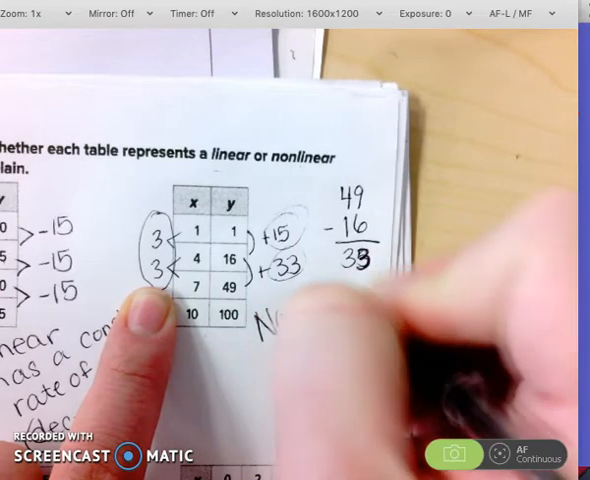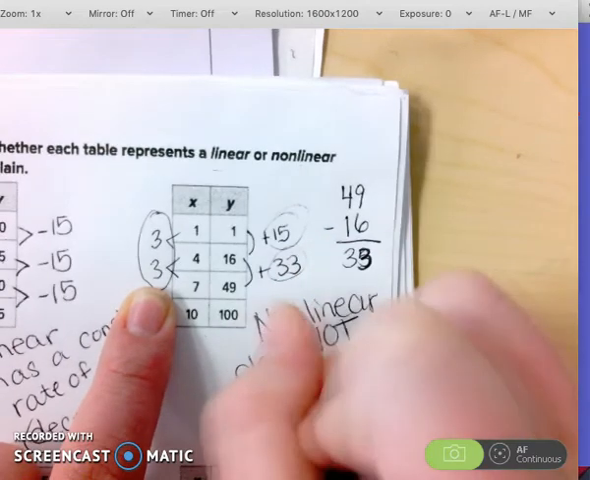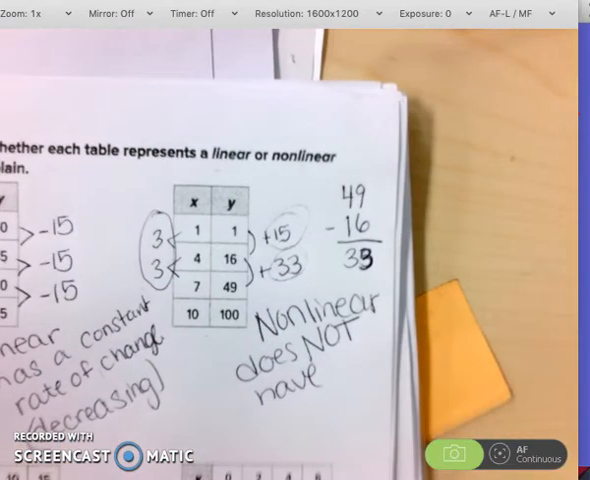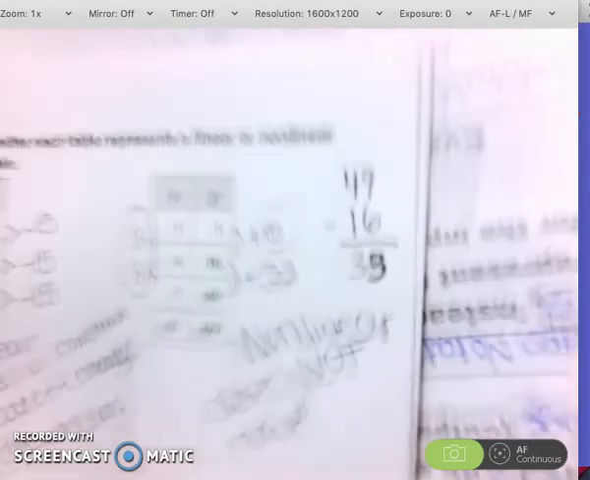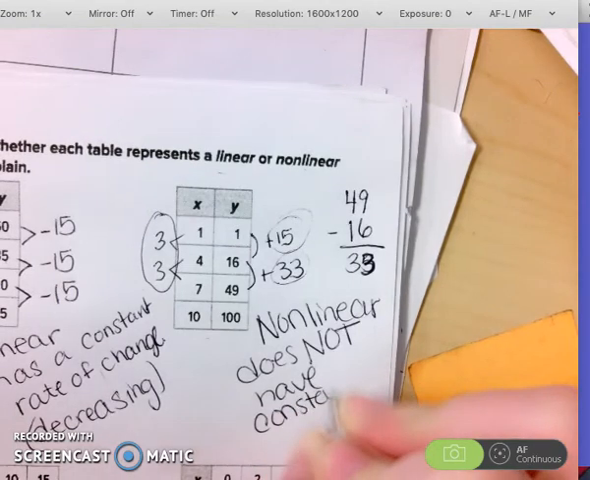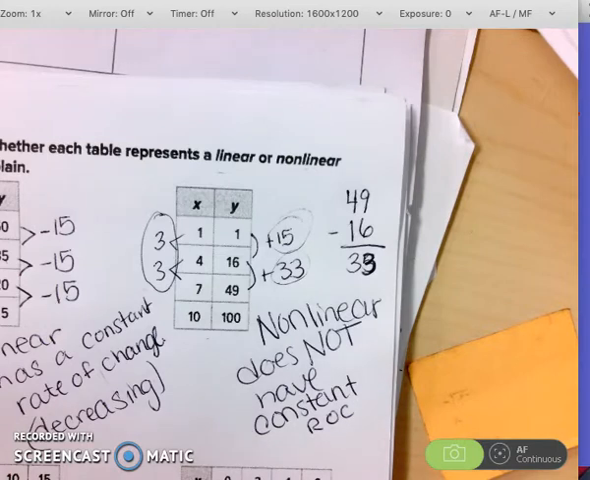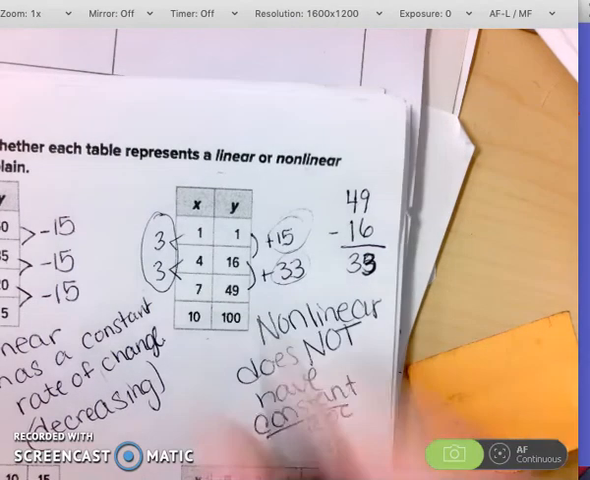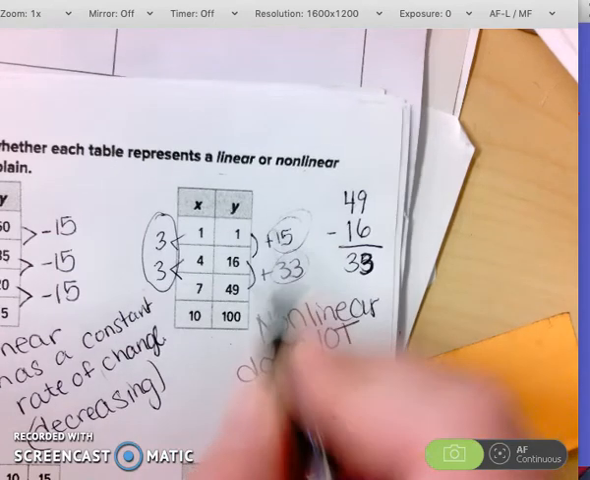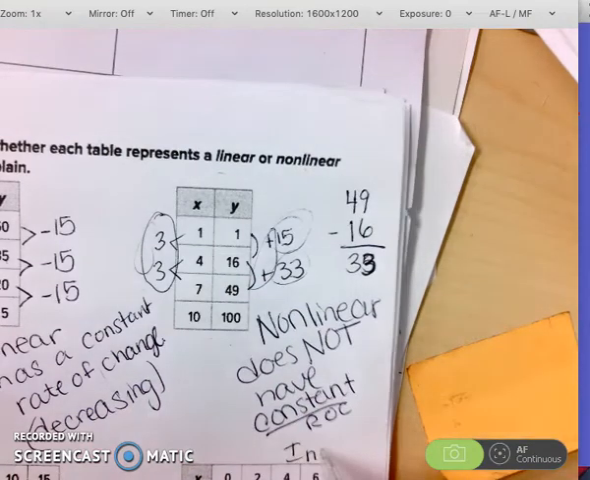Nonlinear. It does not have a constant rate of change, ROC, rate of change. But now, is it increasing? It's not constant. It does have a rate of change, but is it increasing or decreasing? Well, they're both positive. Both sides are adding, so it's going to be increasing.